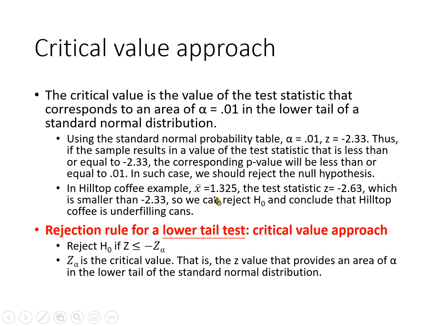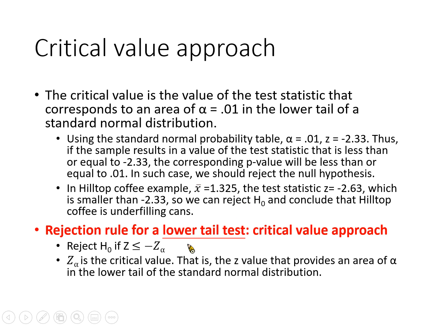So in the Hilltop example, the x bar, the sample mean, is 1.325, and the test statistic value z that you calculated in our previous clip is negative 2.63. So you will find it's smaller than the critical value of negative 2.33 for alpha 0.01, so you can reject the null hypothesis.